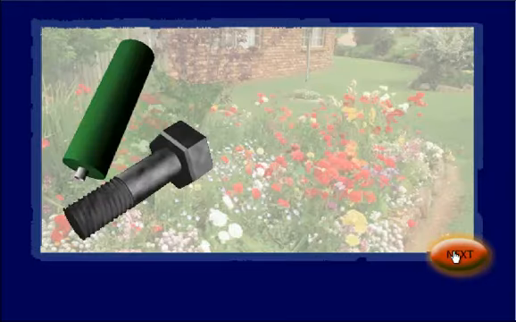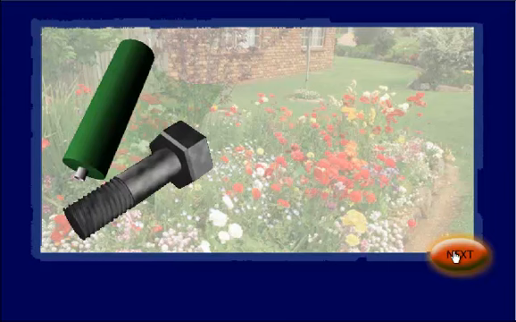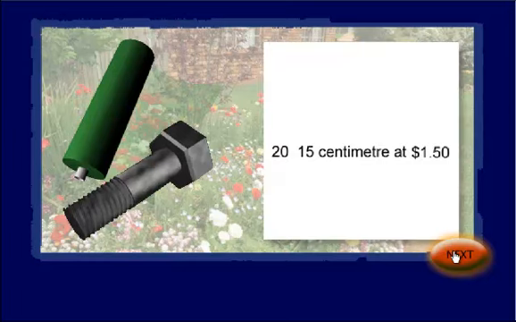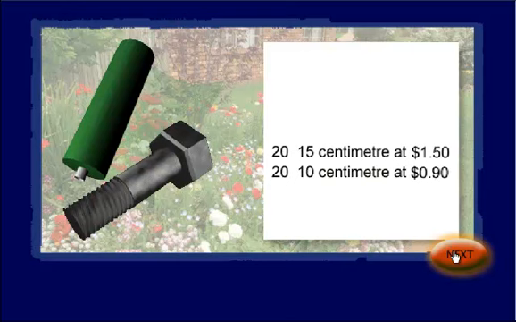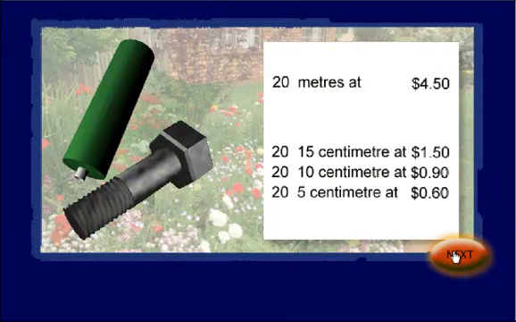The last stop on our shopping expedition is the hardware shop for some materials to finish the pergola. Here we need to get some 8mm bolts in various lengths and some shade cloth. We need to get 20 15cm long bolts at $1.50 each, 20 10cm long bolts at 90 cents each, 20 5cm long bolts at 60 cents each, and 20 meters of shade cloth at $4.50 per meter.